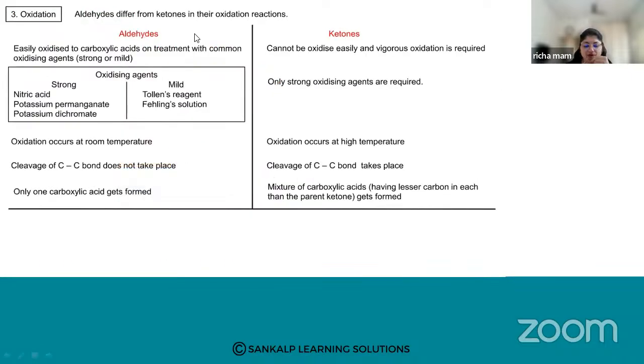Next we are going to do oxidation. So aldehydes and ketones easily get oxidized to carboxylic acid. We can use both the strong oxidizing agent as well as weak oxidizing agent. Now, which are the strong oxidizing agents? So here is a list.